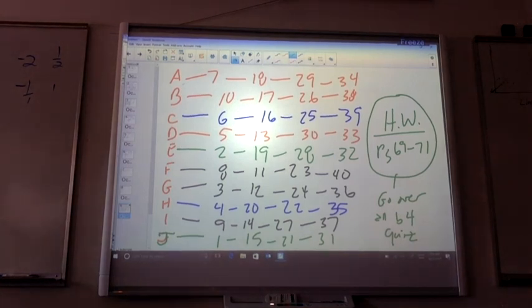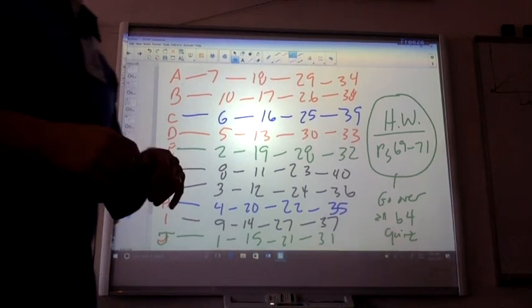So you have about 6 minutes left. You can either start on the homework or continue to write down the answers from the packet, but it's your show. Just don't line up by the door, please.